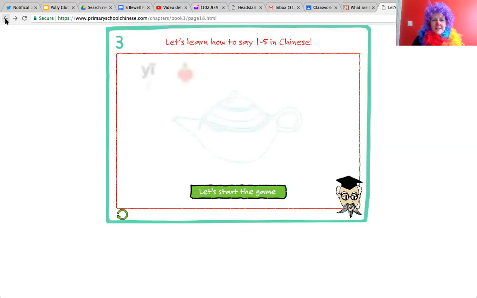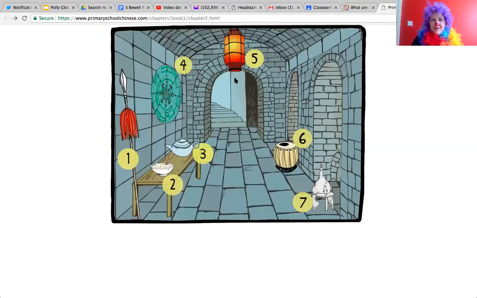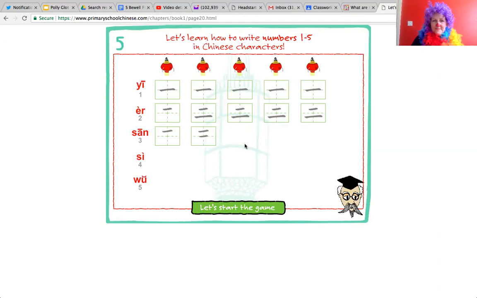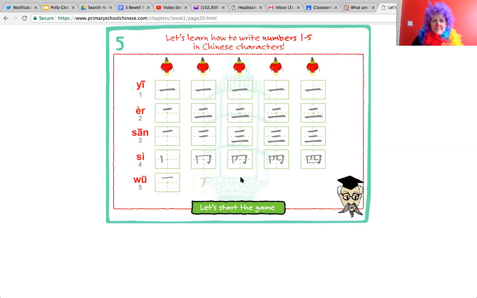Okay, let's go back. Now, we're going to have a look at game number 5. 1 2 3 4 5. So you can see here how to write the numbers 1 to 5, and there's a real order to how to do that. So as part of today's lesson, I'm going to be asking you to take a piece of paper and to have a go at drawing out the numbers 1 to 5. So let's just watch that video one more time.